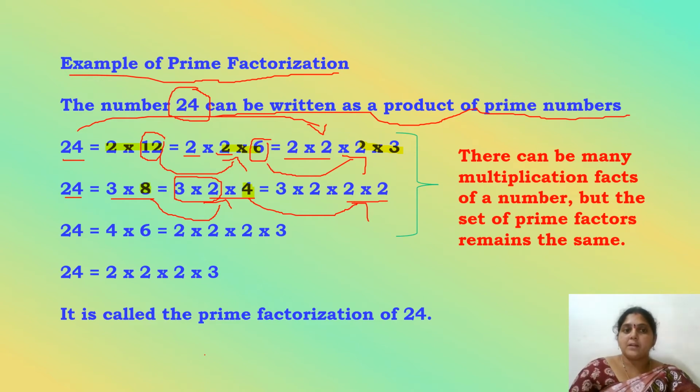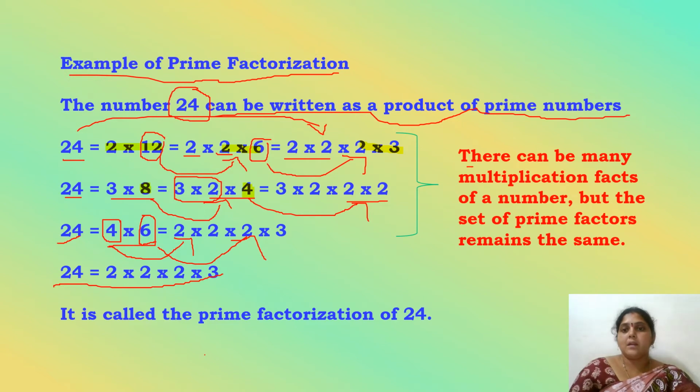One more example we will take, 24. When 4 is multiplied by 6, 4 is a composite number. 6 is also a composite number. Now you can convert them into prime numbers. How? This 4 can be taken as 2 into 2 and 6 can be converted into 2 into 3. So now all these 4 numbers are prime numbers. So 24 can be written in the prime factorization method as 2 into 2 into 2 into 3.